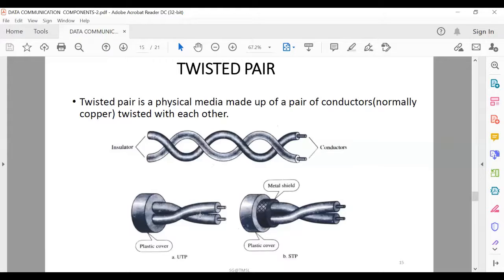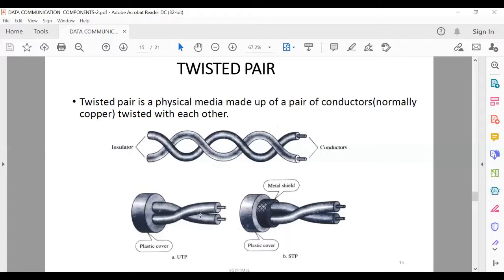Bandwidth can be improved by controlling the number of twists per foot, and also the manner in which multiple pairs are twisted around each other. The minimum number of twists for this type of cable is 2 per foot. Different advantages are there to use this unshielded twisted pair: it is very cheap, installation is very easy, and it is also used for high speed LAN purposes.